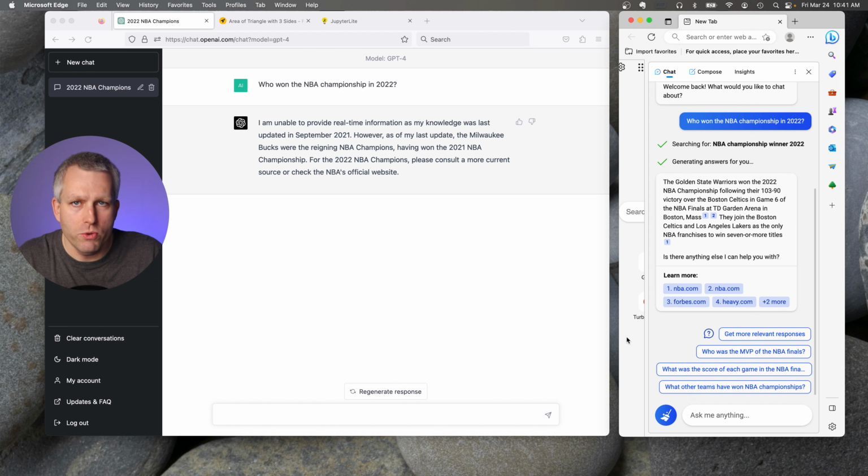So this is exactly what you would get if you search this question in Google. And it works quite well. So in this case, and anything that deals with up-to-date information, Bing Chat will definitely have a leg up over GPT-4, since that's more of a static model.